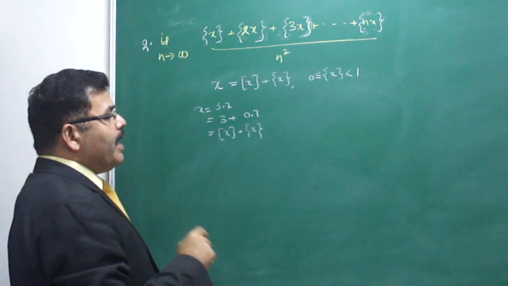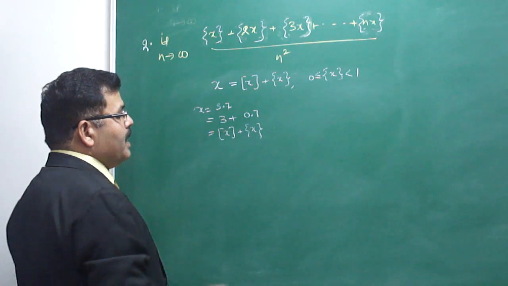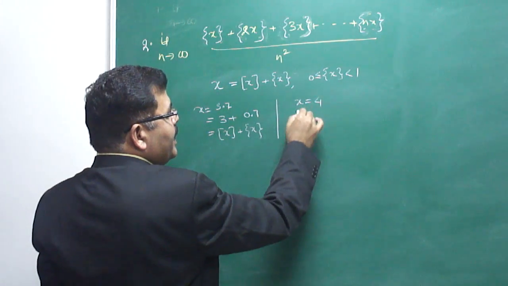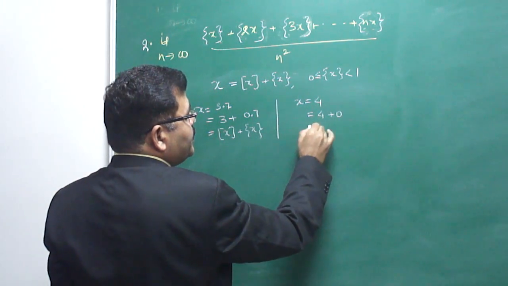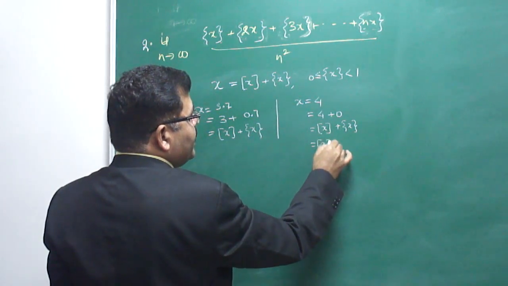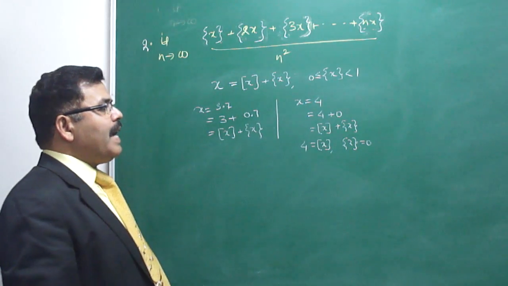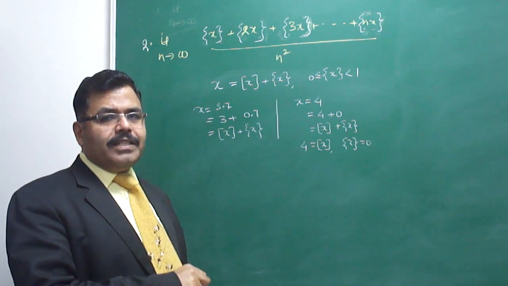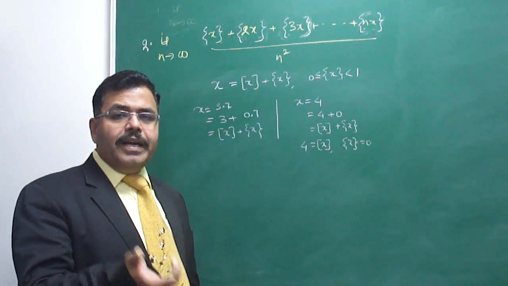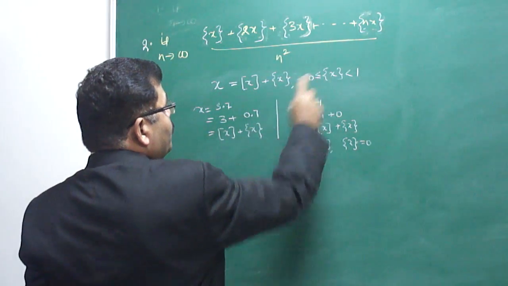It means whenever there is an x, we can write it as integral part plus fraction part. This fraction part can be 0 as well. For example, if x is equal to 4, then 4 can be written as 4 plus 0. So the integral part is 4 but the fraction part is 0. So the fractional part can have minimum value 0 and maximum less than 1, not exactly 1, because 1 is an integral part. It would always be less than 1, so the fractional part lies between 0 and 1.